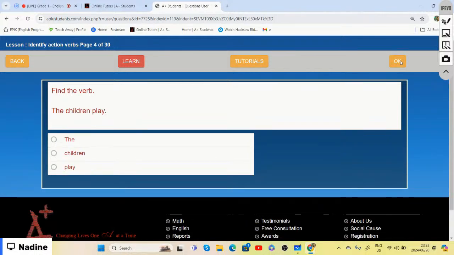The children play. We need to find the verb within that sentence. We need to say what the children are doing. The children play. What are the children doing?